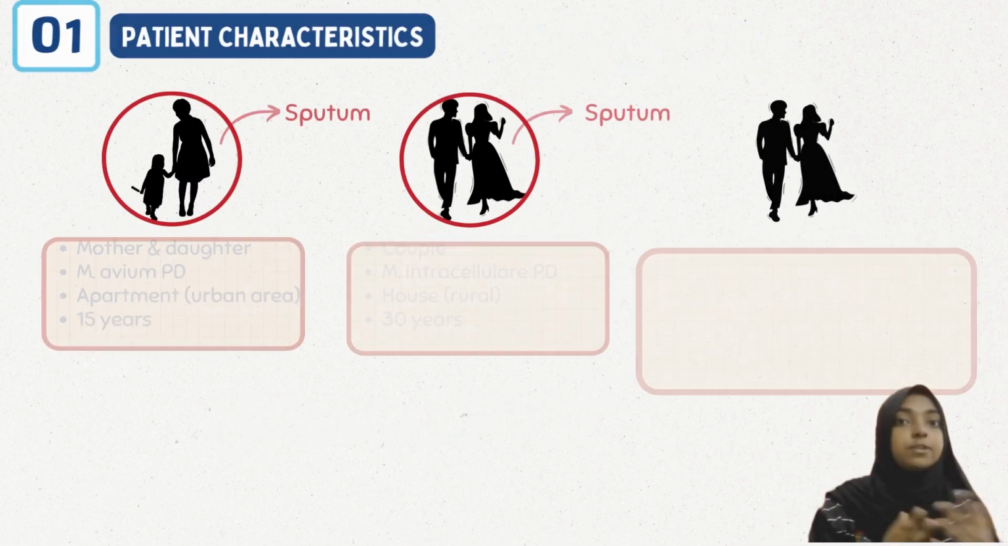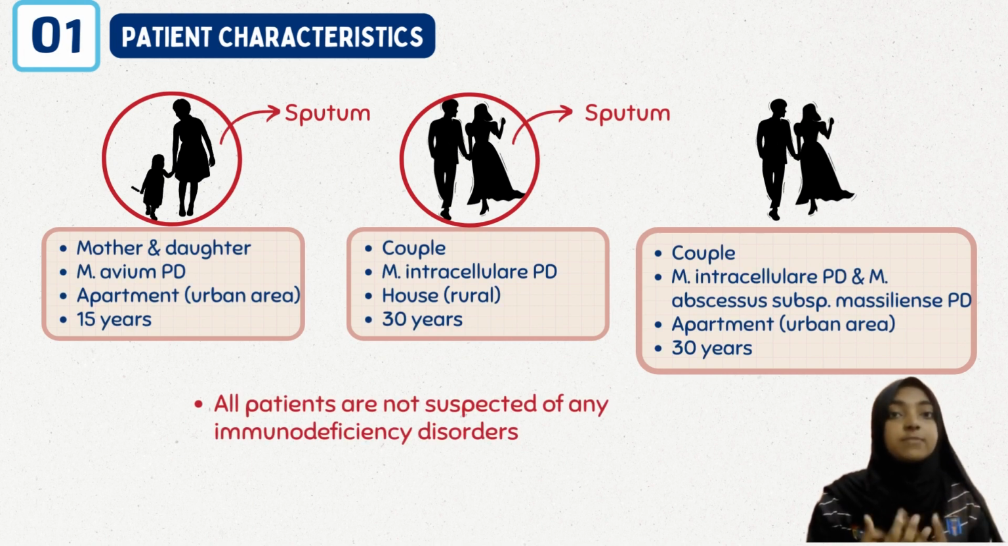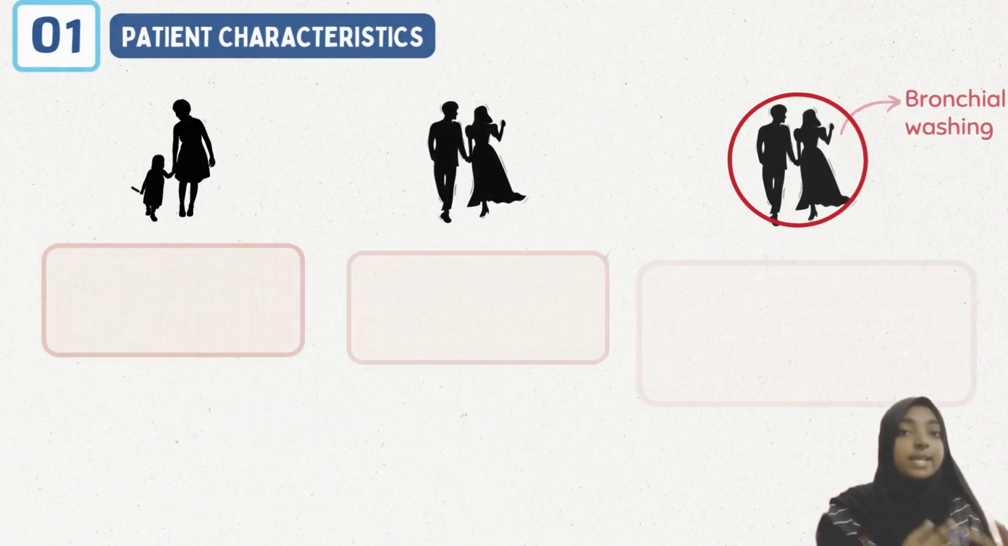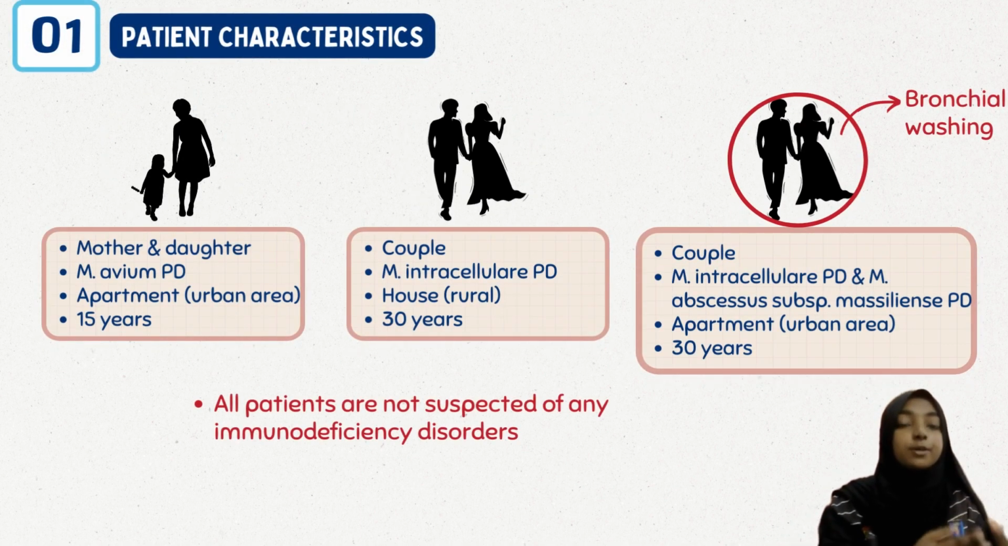The source of NTM for the mother and daughter and the first couple pair is from the sputum. Sputum is a mixture of mucus coughed up from the respiratory tract and the saliva. The source of NTM for the other pair of couples is from the bronchial washing. Bronchial washing is where a mild salt solution is used to wash over the airway surface to collect the cells, which are then observed under a microscope.